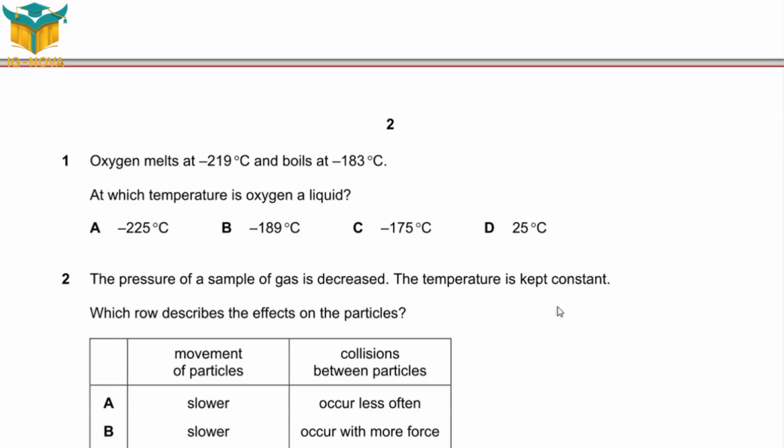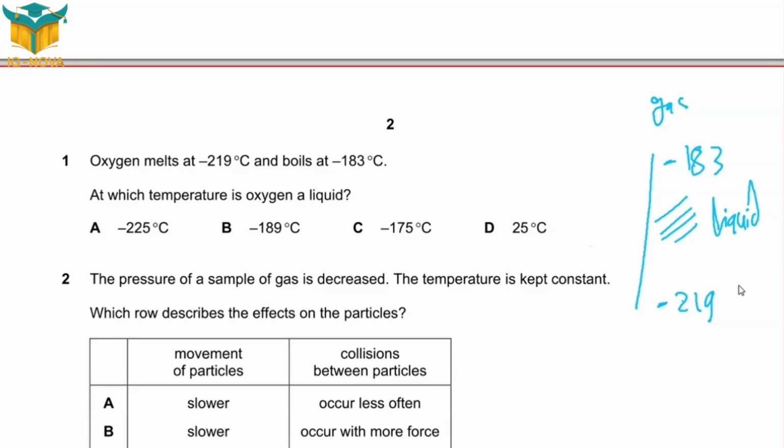Oxygen melts at the melting point of -219, so draw a line. -219 is the limit, and the boiling point is -183. At which temperature is oxygen a liquid? Liquid is here. So melt, boil: here gas, here liquid, here solid. So I need any temperature within this range.